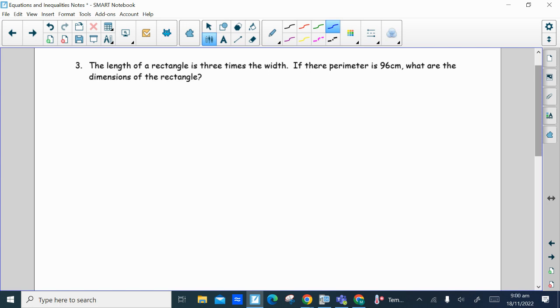So Christy, if the width was 10, what would the length be? 30, 3 times. If the width was 15, the length would be 45, 3 times. So in each case, the length is compared to the width. So I'm going to choose a variable, w, to equal the width.